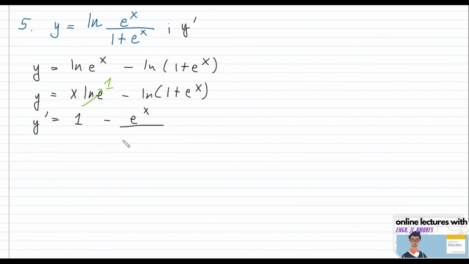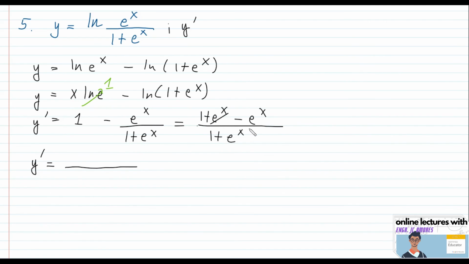So all over 1 plus e raised to x. This is just a matter of combining and simplifying. So we have 1 plus e raised to x as our LCD. So 1 plus e raised to x here because this is 1, and then minus e raised to x. As you can see here, we are already arriving at our final answer. e raised to x minus e raised to x is 0. So we simply have 1 over 1 plus e raised to x.